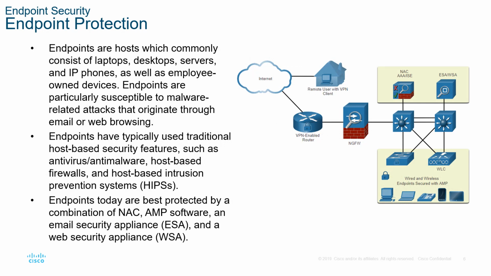And we secure the endpoints through a combination. That's the thing: when we talk onion level protection, we don't have a single layer. We have multiple layers. Here we see things like a VPN-enabled router. We see a next generation firewall. We see NAC with AAA and ISE. We see an ESA/WSA, that's email security appliance and web security appliance. We see wireless LAN controllers.